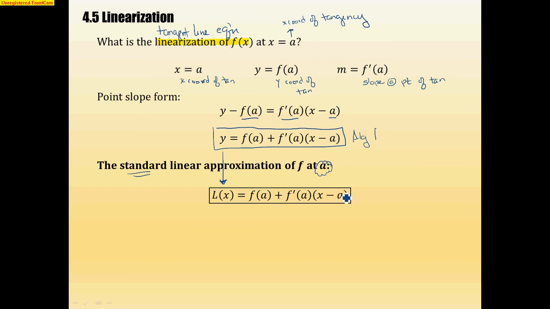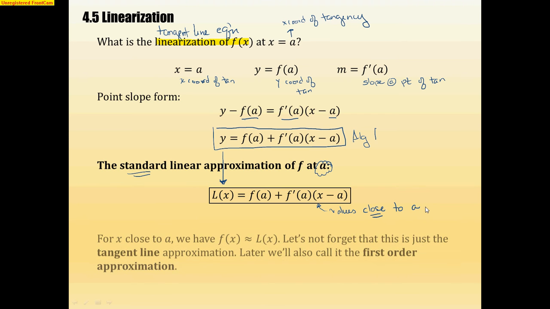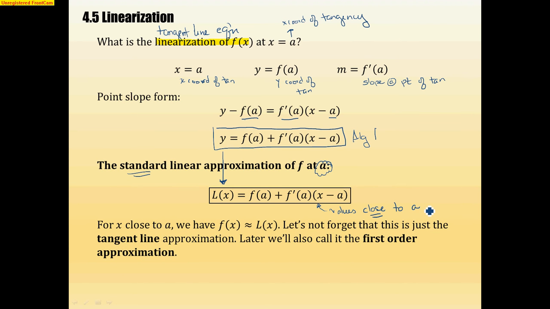So this is the x-coordinate of the point of tangency, and what you're going to put in here are values close to the x-coordinate of the point of tangency. For an x close to the x-coordinate of the point of tangency, the function itself is very, very close to its line, right? The function behaves like its tangent line.